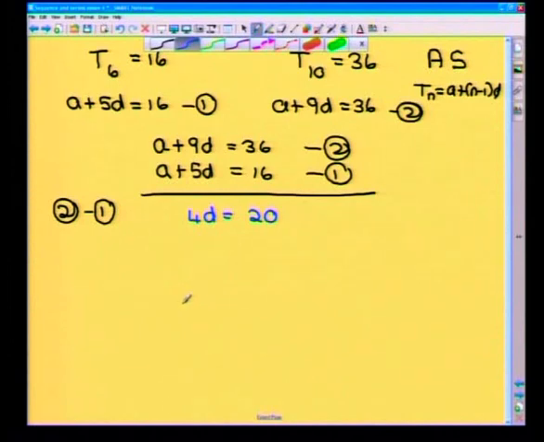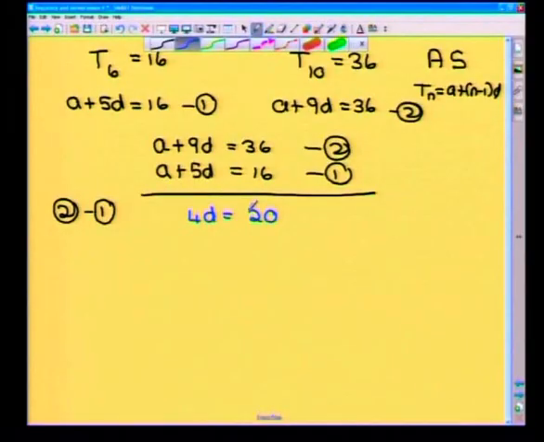Now, you might say, well, what happened if I did it the other way? Well, it wouldn't have been the end of the world. All that would have happened is you would have had a negative here and a negative there. And it would have crossed itself out when you had the negative over a negative. So dividing both sides by 4, our d is equal to 5. Right, that's wonderful. Now we know what d is.